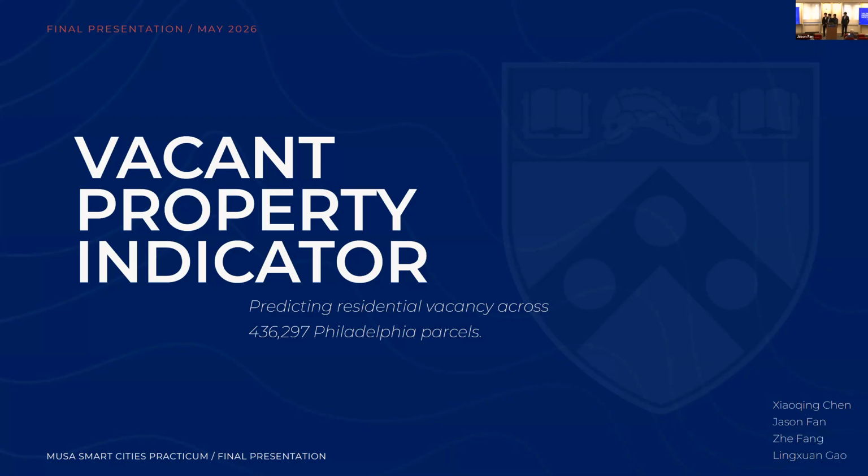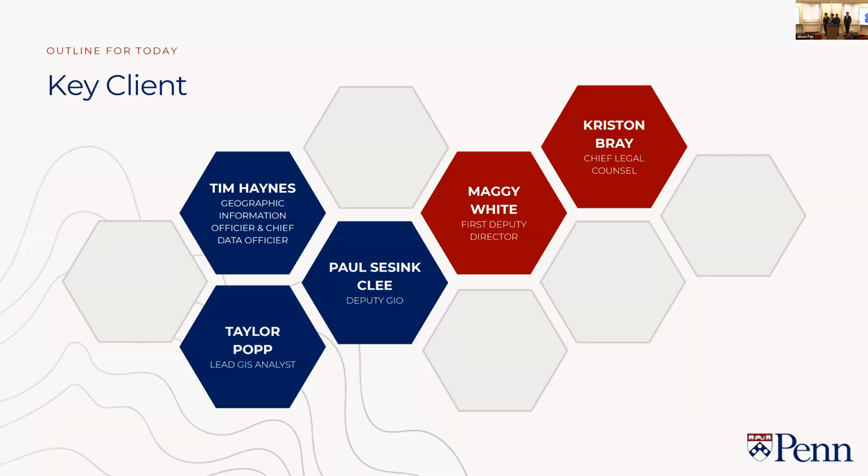Well, hi everyone. Thanks for coming today. We are Vacant Property Indicators. We're predicting residential vacancy across 437,297 Philadelphia parcels. We're a team of 4: Jason, Xiaoqing, Li Xuan, and Mei Zhe. And here's a thank you to our key clients, Prism, Maggie, Paul, Qing, and Taylor. Thanks for the help and support.